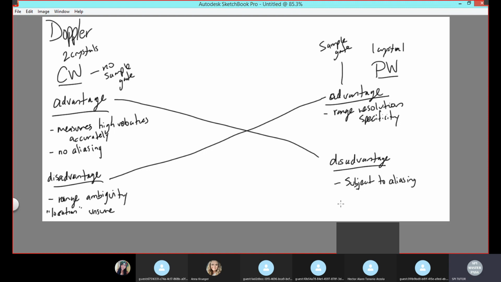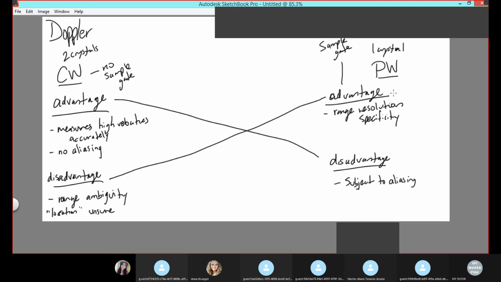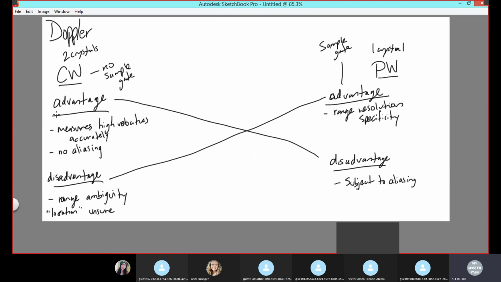Okay, whereas pulse wave says, well, hold on there. If it's fast enough, well, yeah, maybe it will be aliasing. If it's slow, I can deal with it. But if it's fast enough, then I don't think I can. So it's subject to aliasing. Does this make sense? Good. So it's just the opposites, okay?